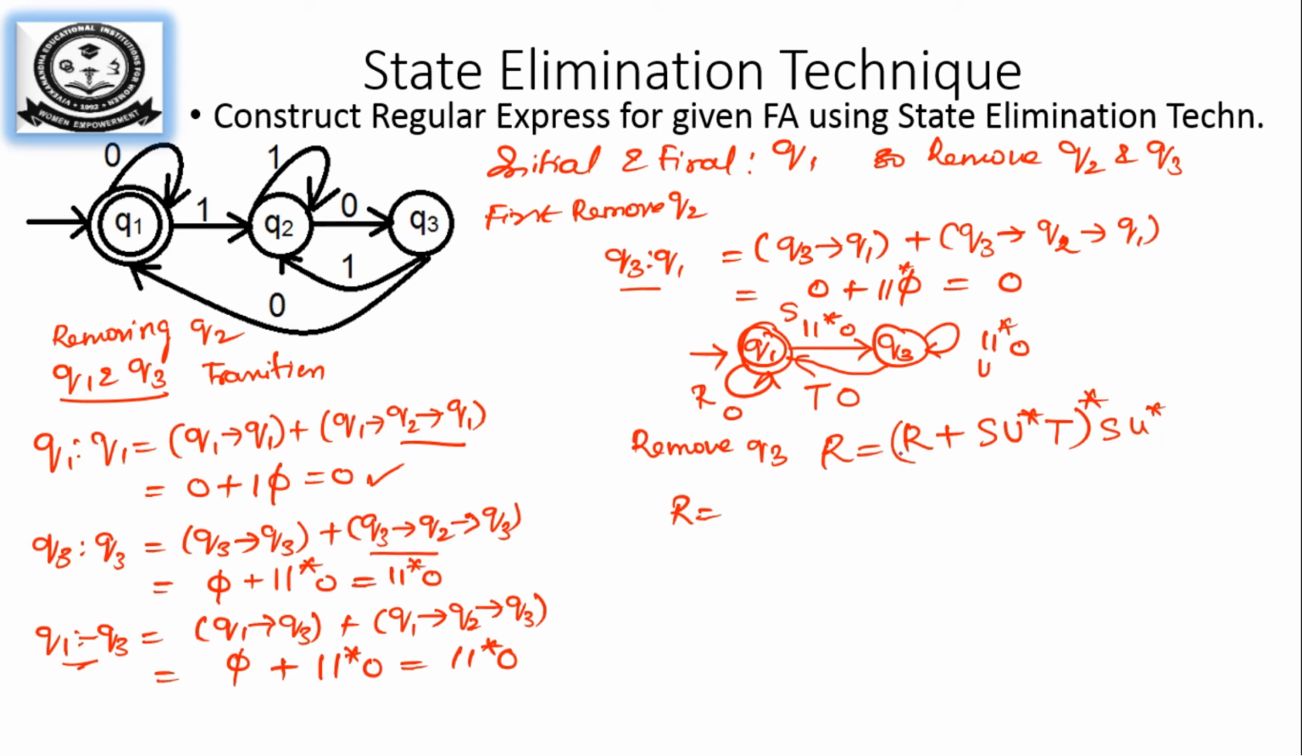Okay, so what is the transition here is, it's going to be 0 plus, S is 1 1 star 0 and U is 1 1 star 0 whole star and T is 0, the whole equation of star, then again 1 1 star 0, then you will have 0 star. So just applying the formula, we got the regular expression for the given diagram.